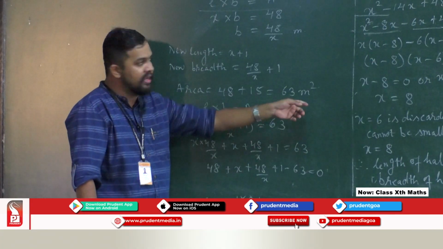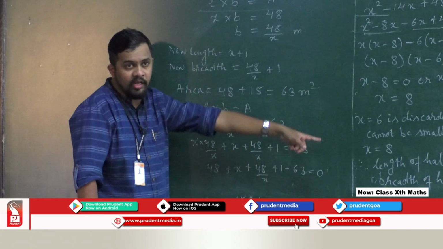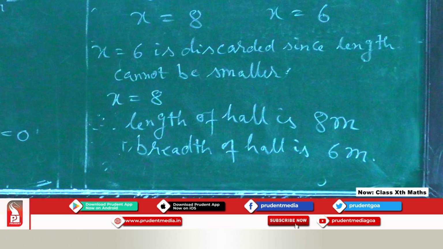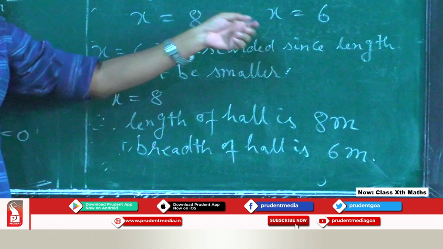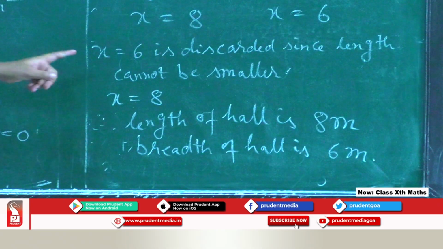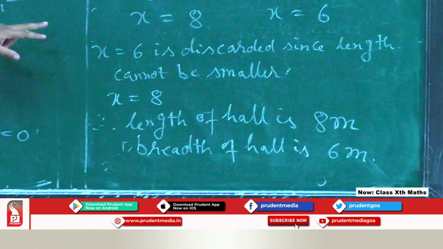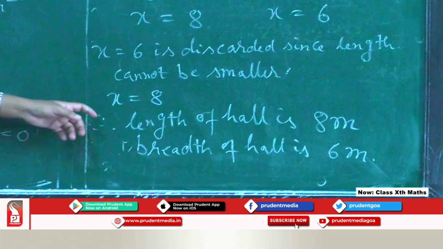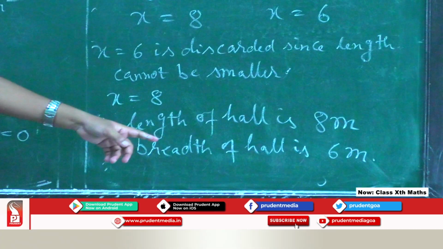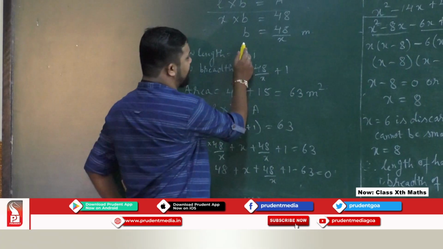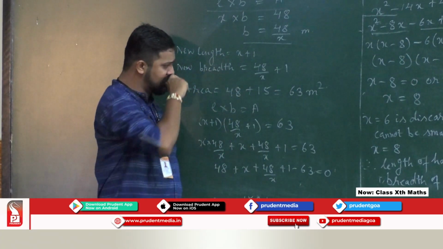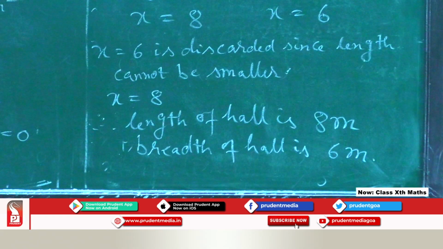So which one will you discard? You have to see who has taken x. If x was breadth, that time I would have discarded 8. Your breadth is smaller than length. Here x is your length. So length is 8 and 6. 6 can't be because length cannot be smaller. Therefore x is equal to 8. Therefore length of the hall is 8 meter and breadth you will get from here, 48 by x. So 48 divided by 8, that is 6 meter. Clear? So look, we move to the next problem.